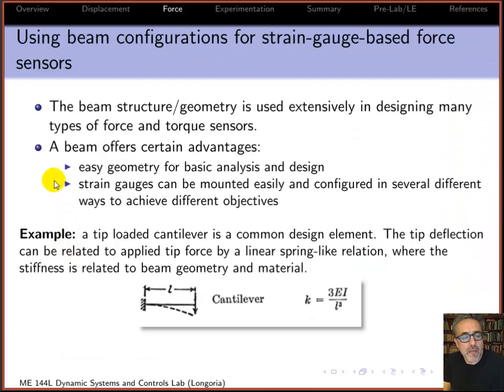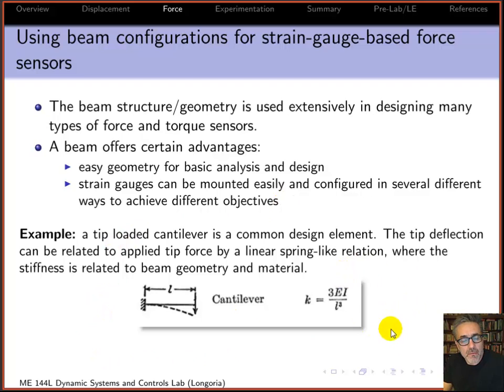The most common type that you might see out there are beam type configurations, and again, the reason is because you can make things very stiff, which is nice, but the beam structure and geometry is easy to understand. The geometry is easy, the analysis is well known and understood, and you can mount strain gauges on these easily, and you can configure them in a lot of different ways to measure a lot of different kinds of quantities, either force or torque or shear.